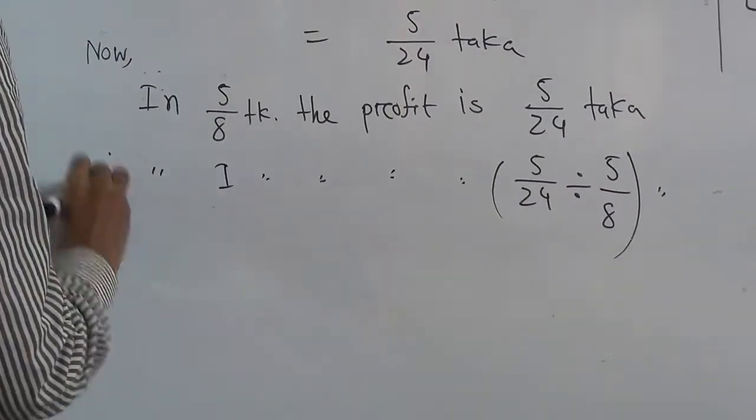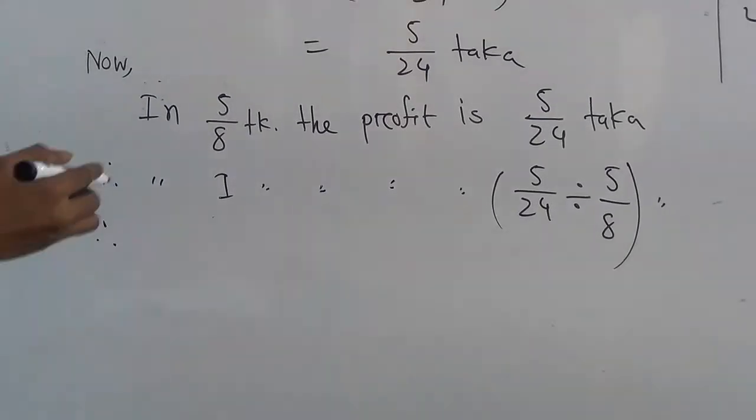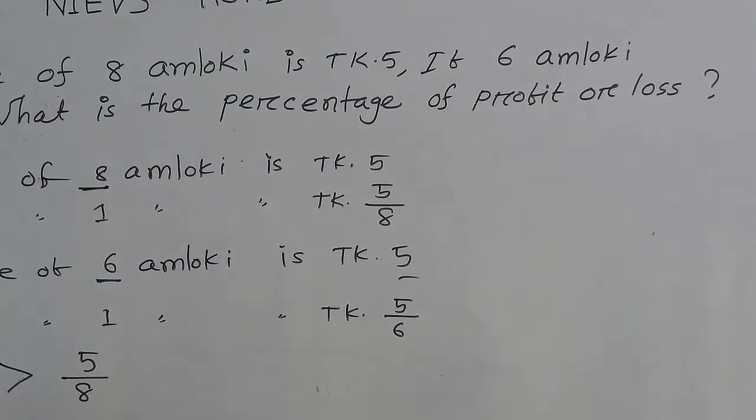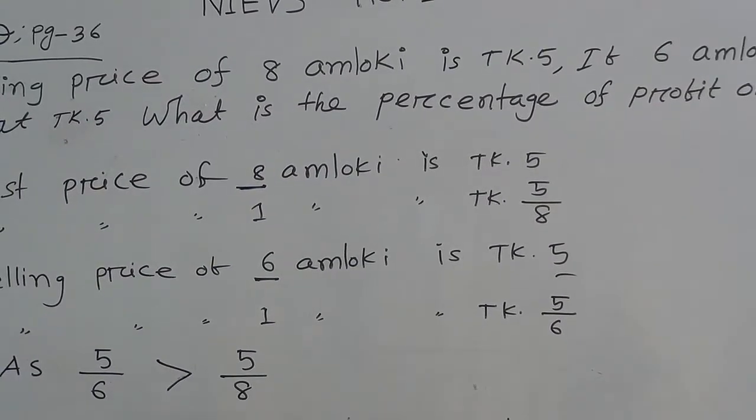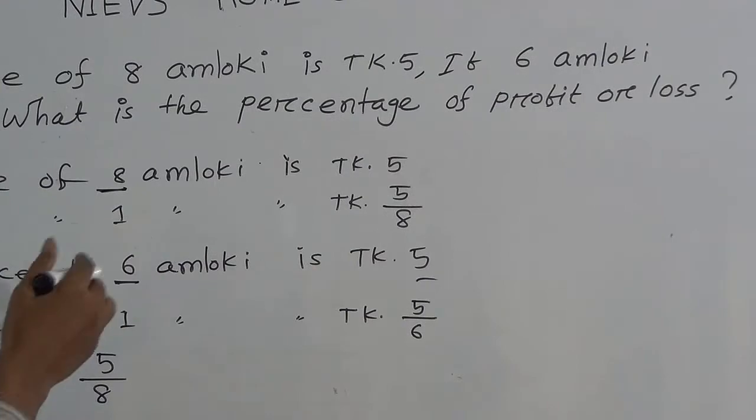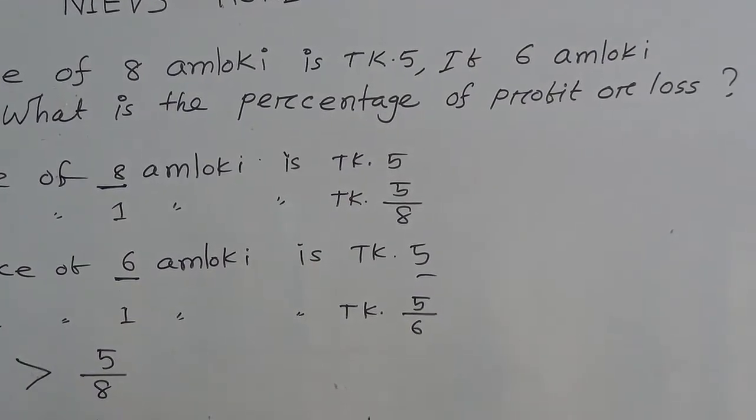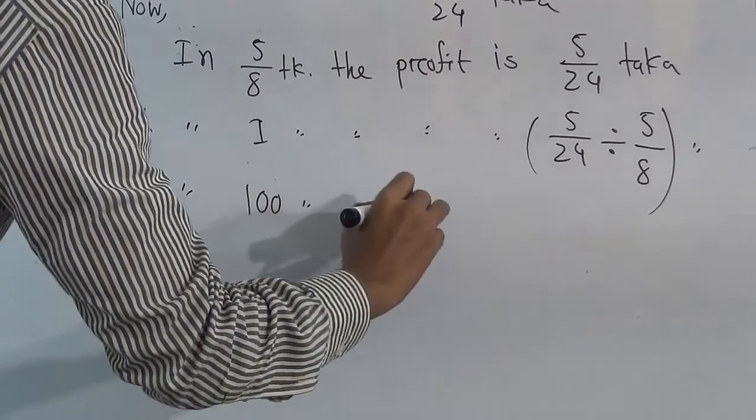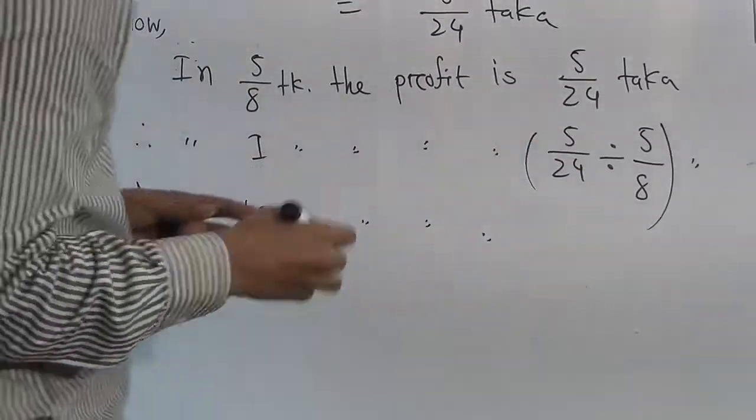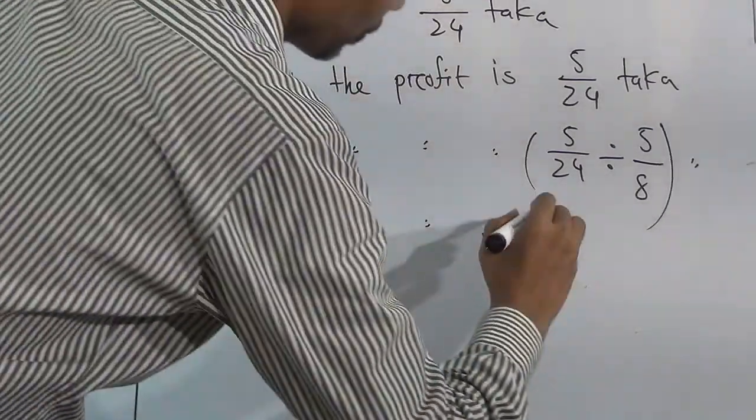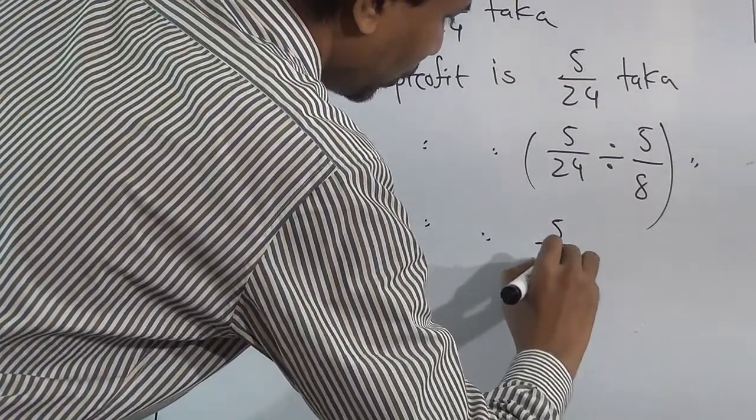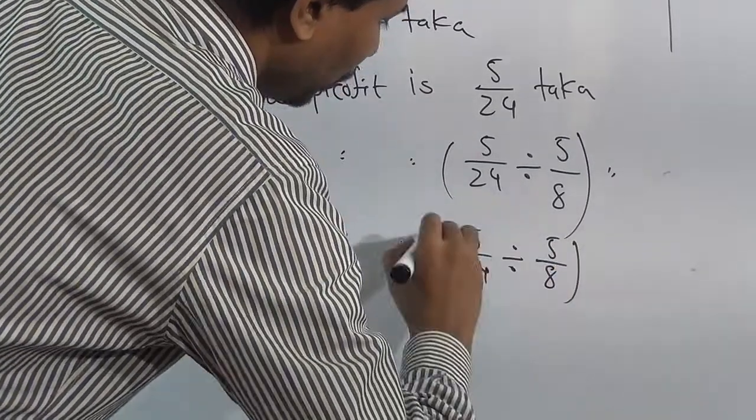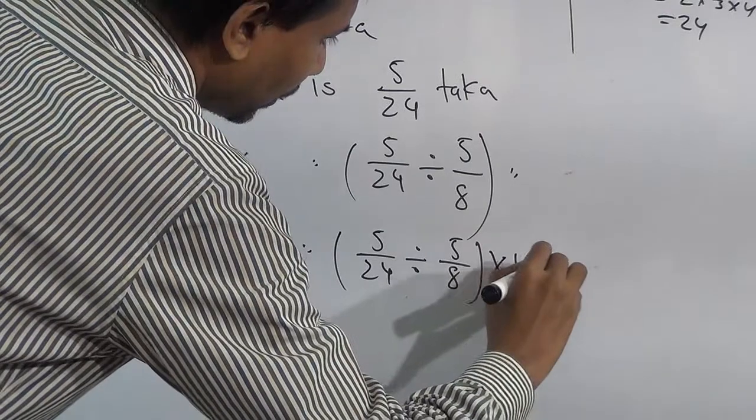Therefore, what is the question? Our question is, what is the percentage of profit or loss? That means you have to determine profit or loss here in percentage. That means, therefore we can write, in 100 taka the profit is more. That means multiplication, right? 5/24 divided by 5/8 into 100.